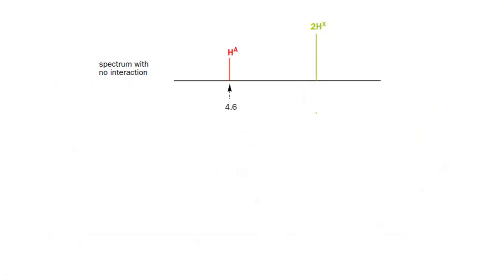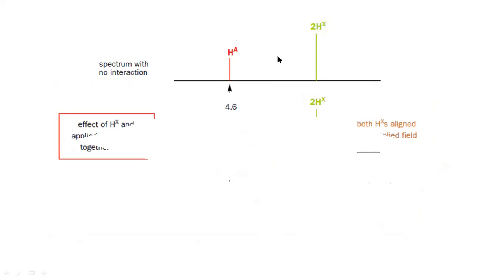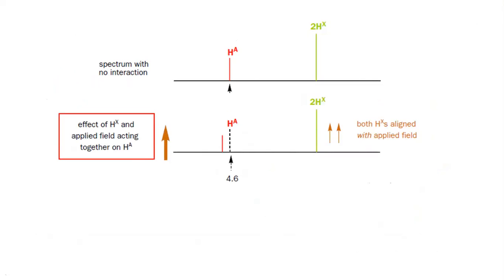So you see here this one. Consider, this is not actually happening, but consider there is no interaction between these two protons. Our focus is this Ha. So this will be this, but it does not happen like that. Now consider the effect of Hx with the applied magnetic field. Both the hydrogens, both the nuclei of Hx, align with the field.